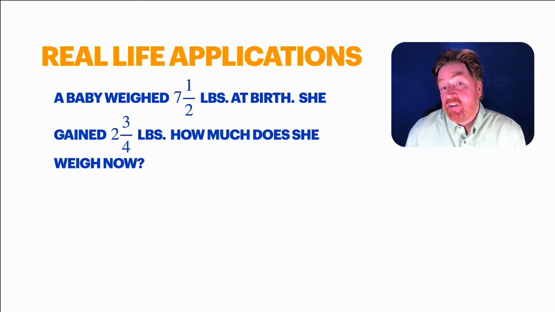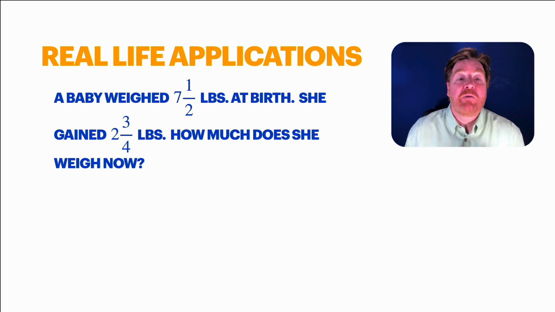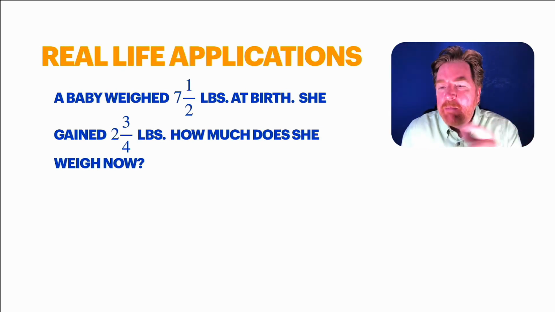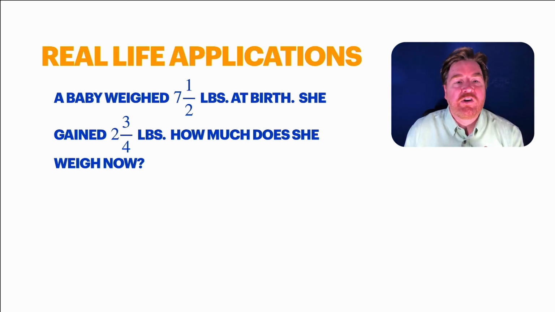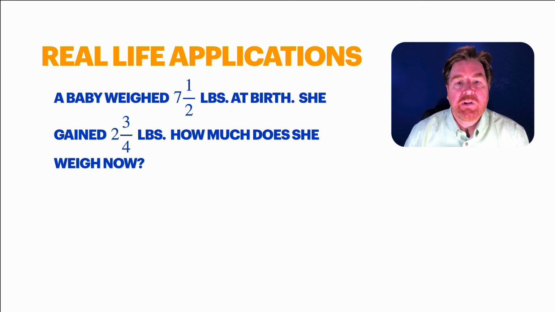A baby weighed 7.5 pounds at birth. She gains 2 3/4 pounds. How much does she weigh now? All right. What's jumping out at you? Which operation? Let her rip. Just scream them out. Nice. Good. Gain. Okay. We're adding on 2 3/4 pounds. So we're gonna use addition here. Very nice. So we know what to do. 7.5 plus 2 3/4 pounds.